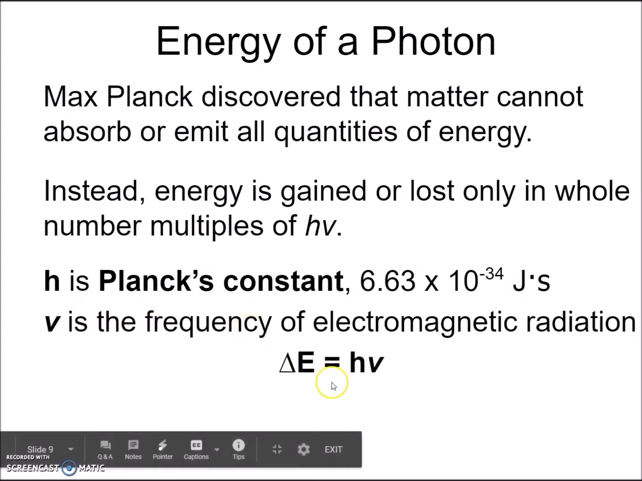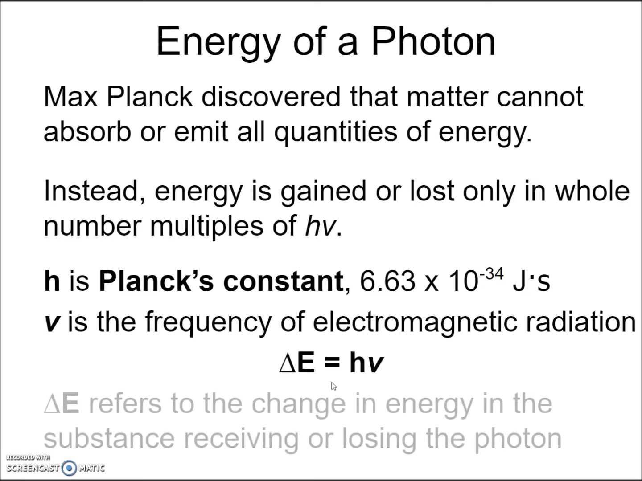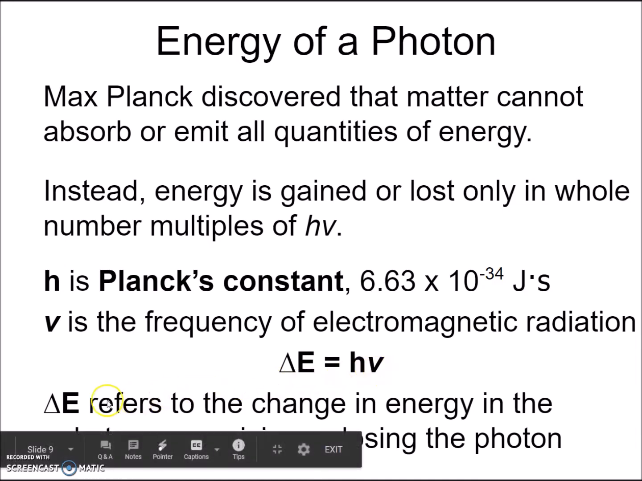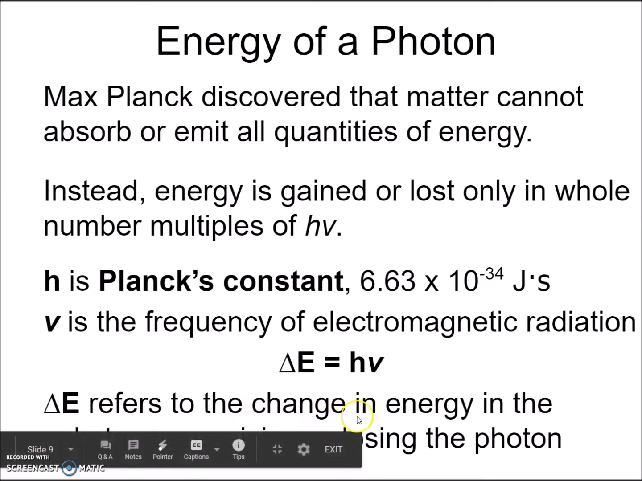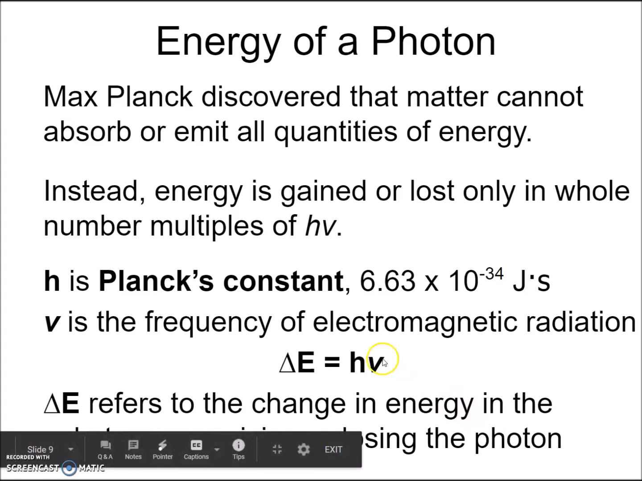Okay, now check this. Planck said the energy that a particle of matter either gains, or absorbs, or gives off, emits, is always a whole number multiple of h nu. Aha! So the change in energy that the piece of matter, the particle, experiences is always a multiple of h nu. That means a photon is going to have an energy equal to some product of h nu.